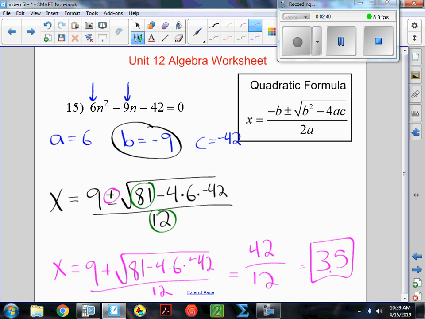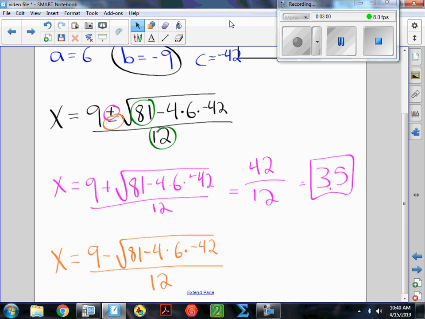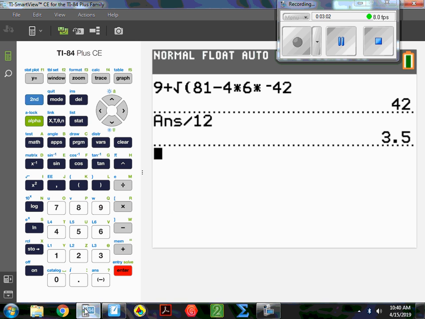The second solution is going to come from using the minus in the equation. So x equals 9 minus the square root of the b squared value, 81, minus 4 times the a value, 6, times c, over 2 times a. 2 times a is 12. So this time, 9 minus the square root of b squared, which is 81. Oops, somehow I got a squared sign in there.